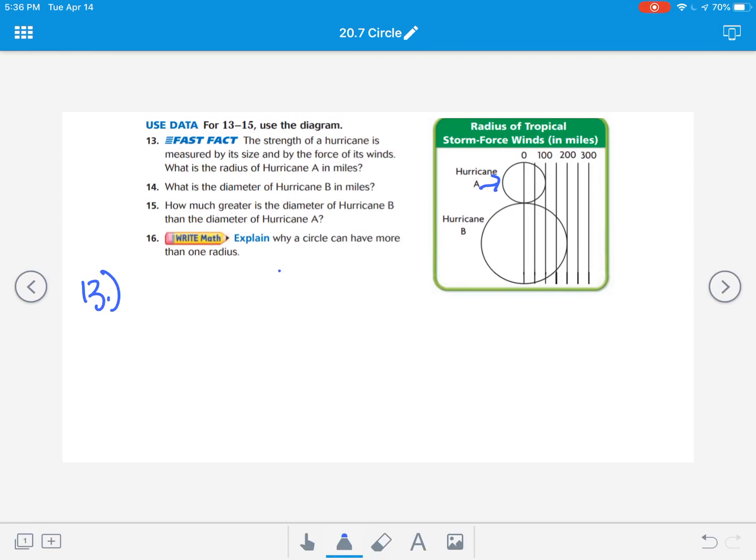So I see that if we're starting at the center, which is this line 0, we need to find the radius, which would be coming out to this point here. I read this diagram by looking at the label of that line that I'm at. So starting from 0, I have this tick mark, and then one more. If I look up to the top here, that's telling me that it's 100. So that means that this distance here, my radius of the hurricane, is 100 miles.